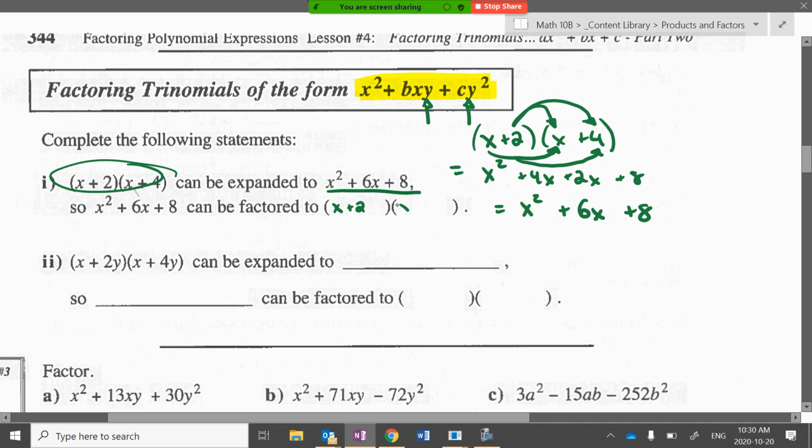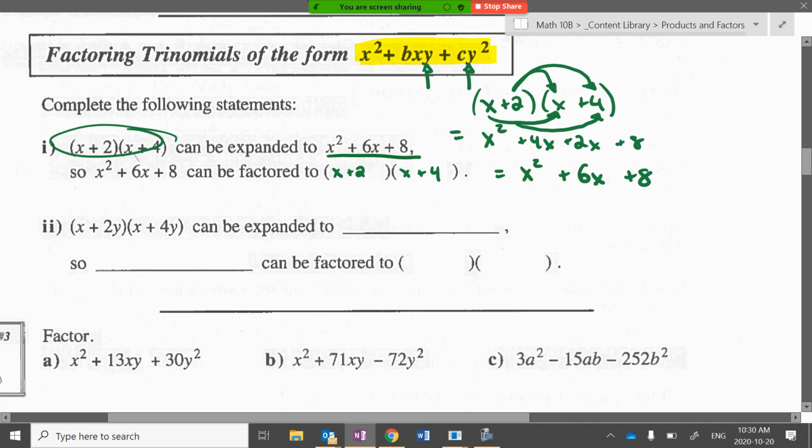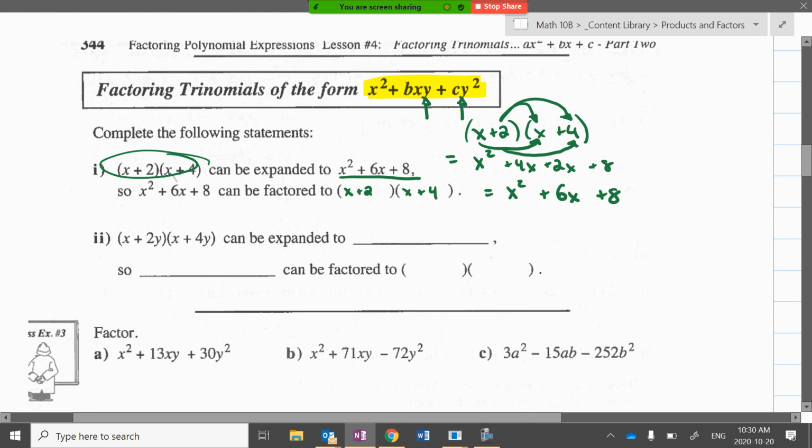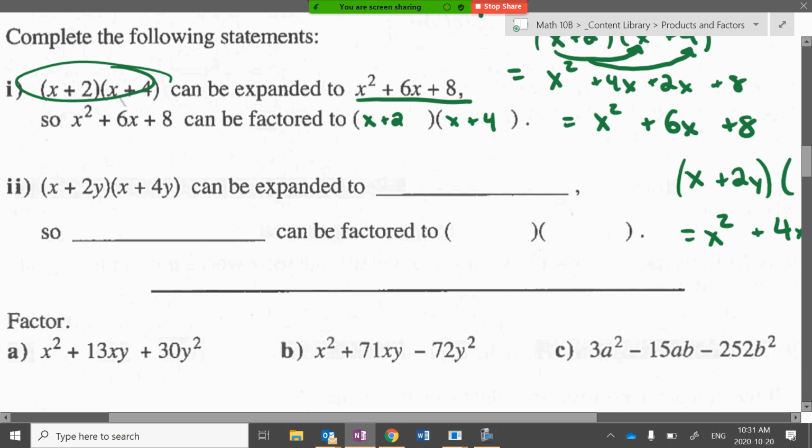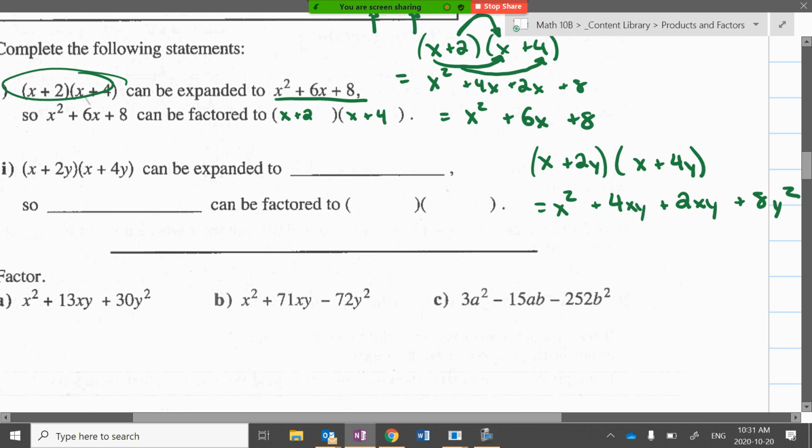So x plus 2, x plus 4. They then are changing it to be x plus 2y times x plus 4y. How does that change things? So let's go through FOIL on this one. x plus 2y times x plus 4y. x times x is still x squared. x times 4y gives me 4xy. 2y times x gives me 2xy, and then my last term becomes 8y squared. So it's the same idea, just with an extra variable.